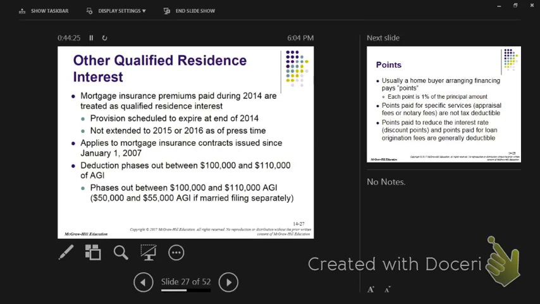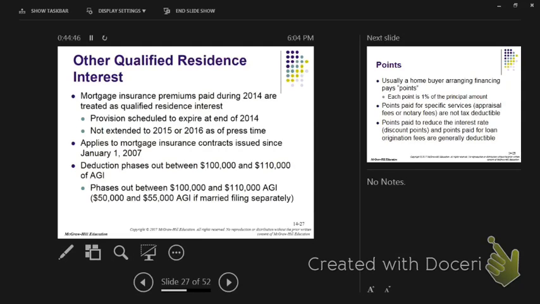So PMI right now has not been extended. It actually said it wasn't extended in 2015, but it was. Okay, it has not been extended in 2016. I would be shocked if that wasn't. I don't know where the home forgiveness one is for the indebtedness, but I would be really surprised if this wasn't continued.